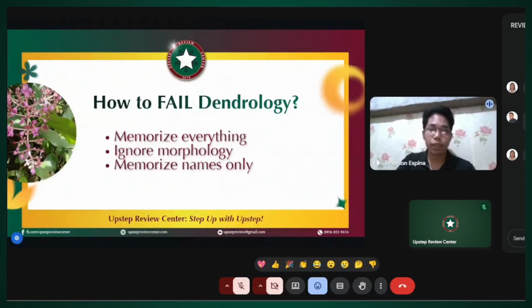The third mistake is to memorize only the names. Many students do this, like me before. For example, we have Nara, Pterocarpus indicus, and Malabayabas, Vitex parviflora, and more. But they forget the family, the morphology, and the economic significance.